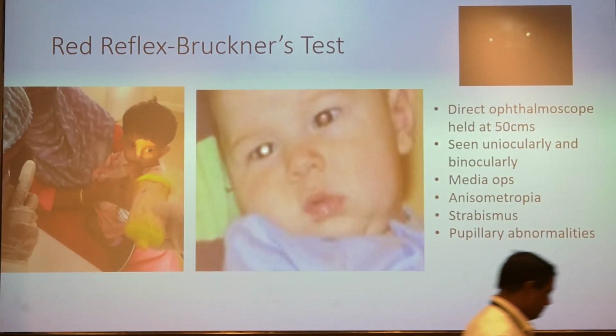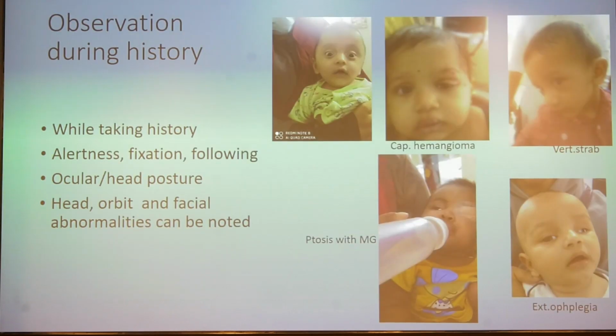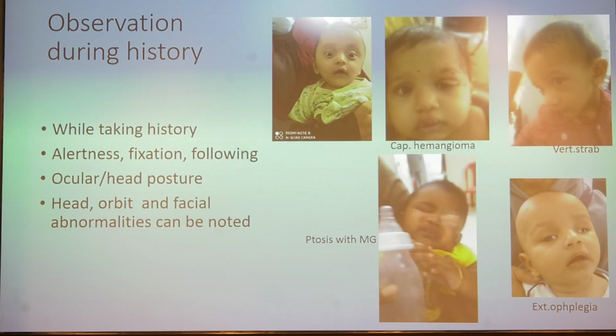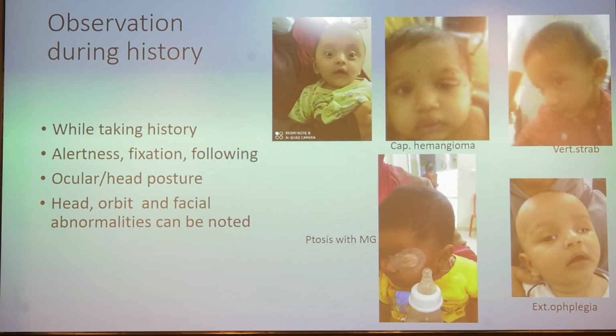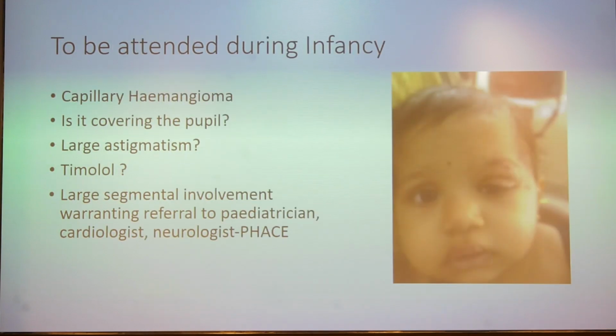And of course, the red reflex gives us a lot of ideas about the media, anisometropia, strabismus, and pupillary abnormalities. And observation while taking history: the alertness, fixation, and following have to be observed. Head, orbital and facial abnormalities can be noted. The ptosis examination is to see whether the child has a Marcus Gunn, which prevents amblyopia. We can see this when the child is feeding. And the anterior segment we may have to see with the slit lamp.